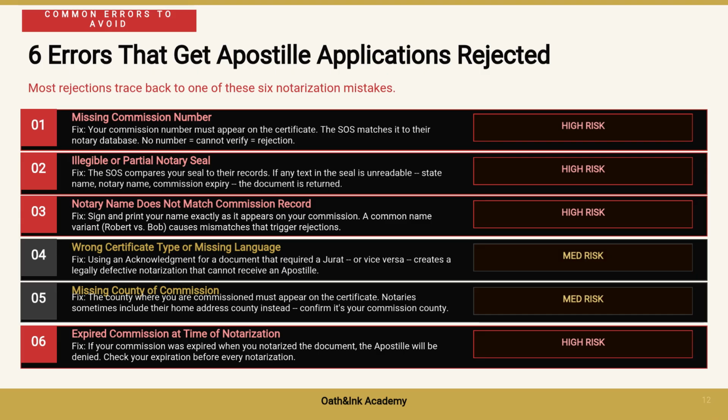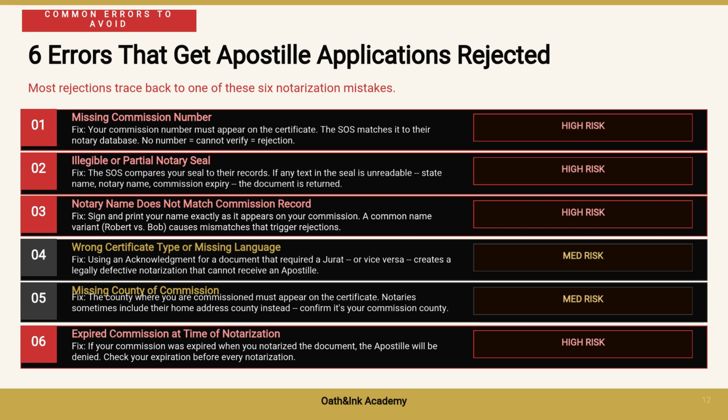Because a rejection means the client loses days or weeks of time, has to come back to you, and may pay additional fees. The top 3 high-risk errors are the most common causes. Missing commission number. This is the single most frequent rejection reason. Every certificate on an apostille-bound document must include your commission number, period.